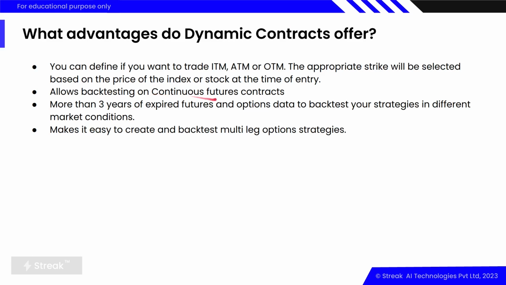It allows backtesting on continuous futures contracts. Then we have more than 3 years of expired futures and options data, which is going to let you backtest your strategy on more and more data so that you can test it on different market conditions. It makes it easy to create and backtest multi-legged option strategies as well.